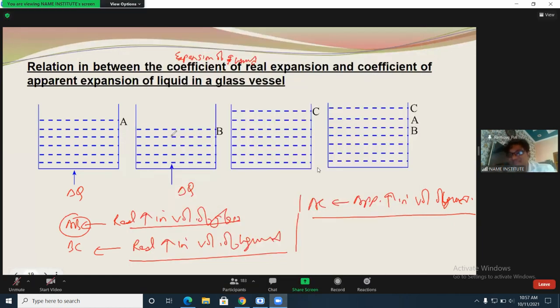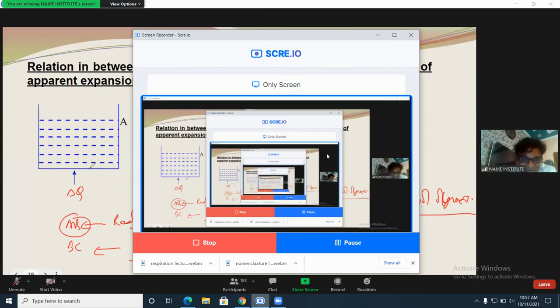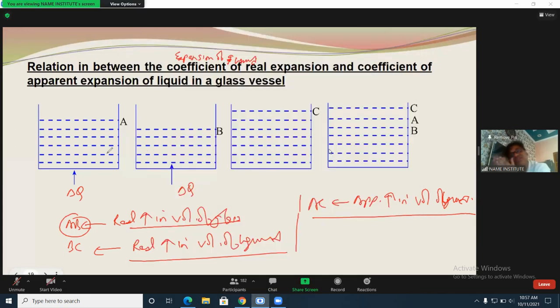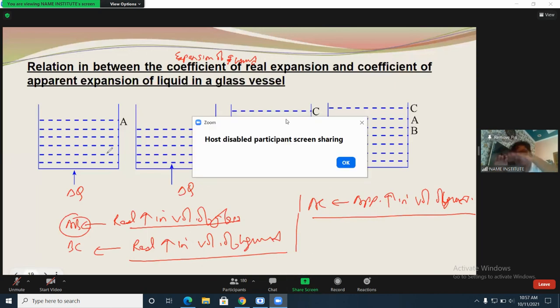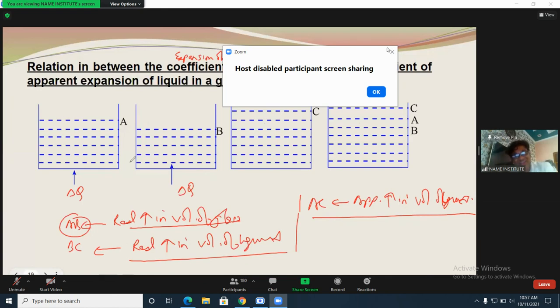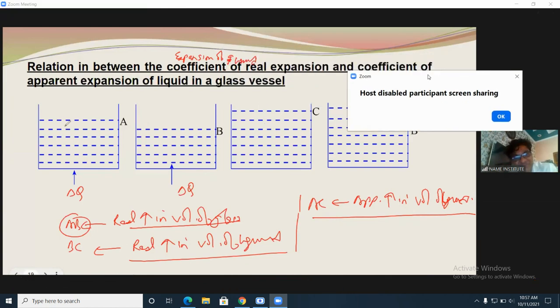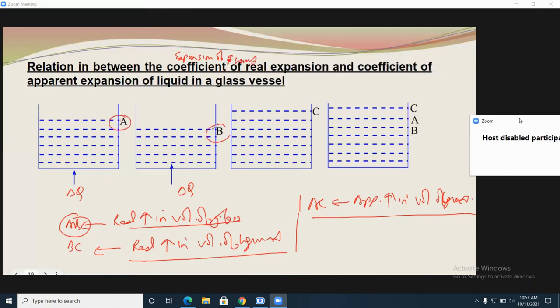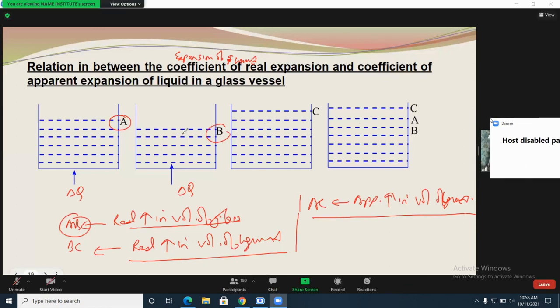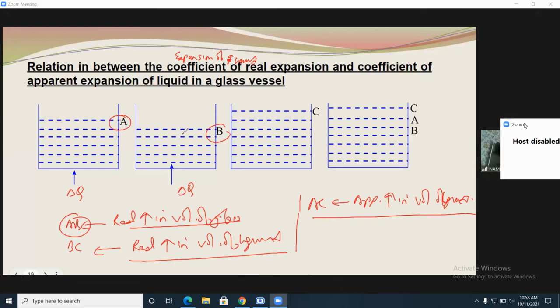So what is happening at this time? Whenever heat is given to this vessel, the vessel will expand, but this expansion will be very, very small. Actually, the level of the milk will change from A to B, but we will not observe the milk level at B. We will observe the milk level is at A. Are you getting my point or not?